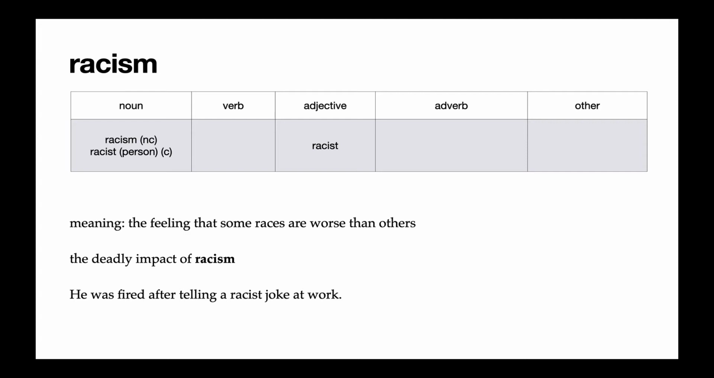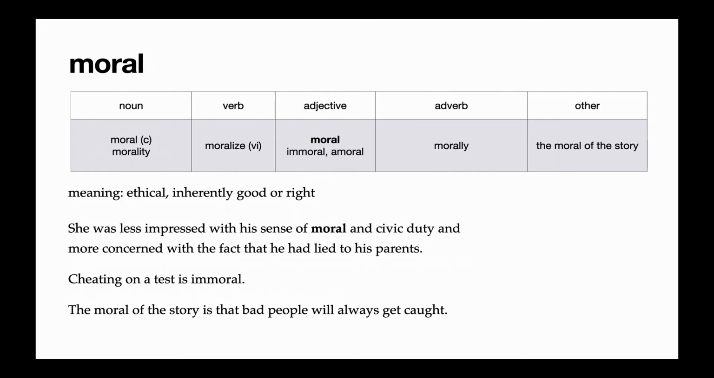So you can use this sentence as an example. He was fired after telling a racist joke. So we use it as an adjective there. Or, he was racist. Or he was a racist. That means the person.